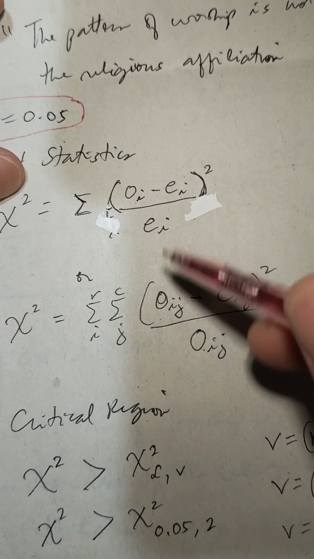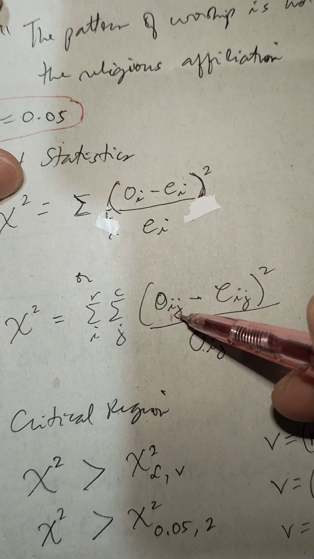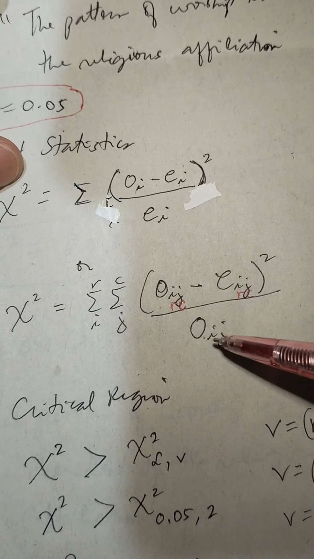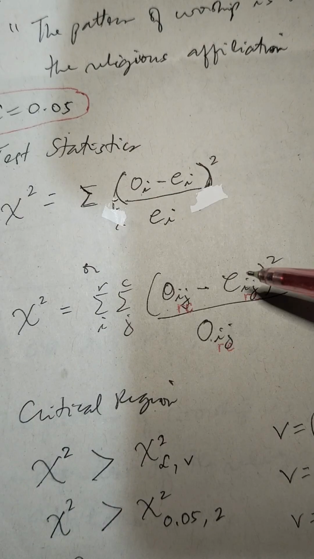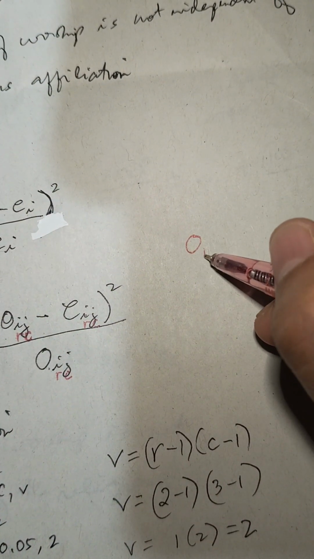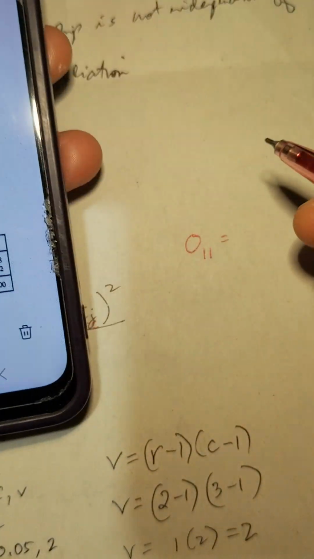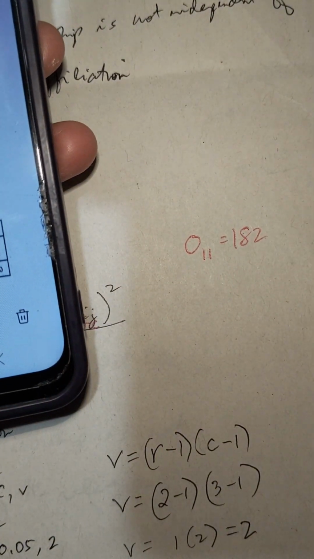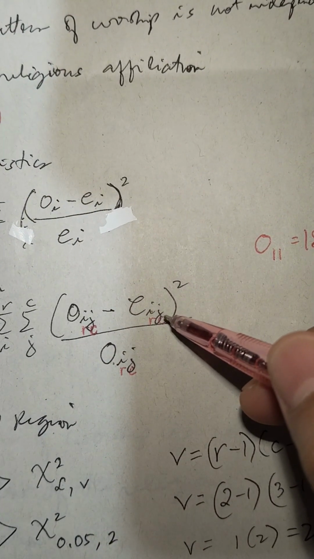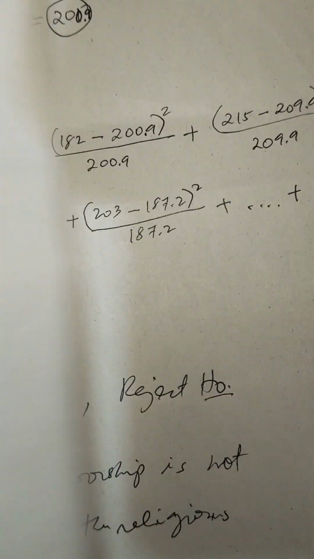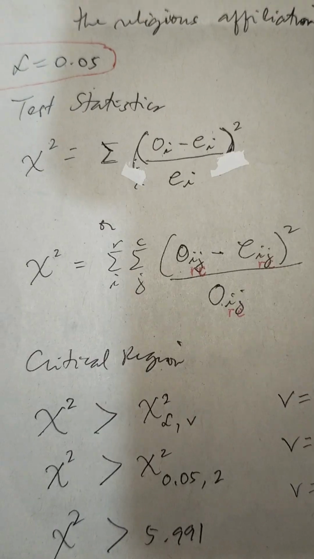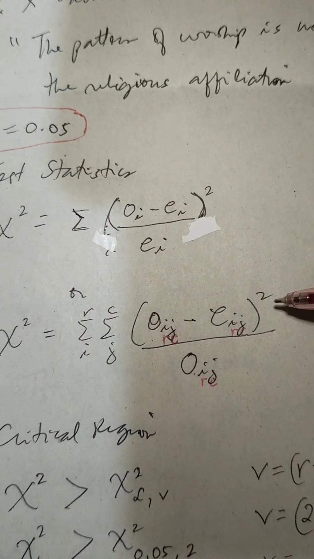Because actually we are getting the difference of the observed value for the row and column, the ith row and jth column. In this example, the observed value for row 1, column 1 is 182. Then, we will compute for the expected value for each of the cells. The computation is in step 5. Let's move forward because this is our test statistic. Any of these formulas is allowed.